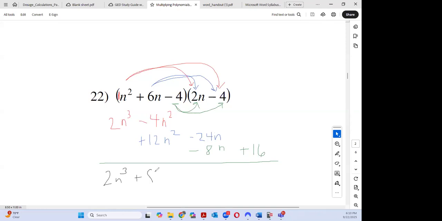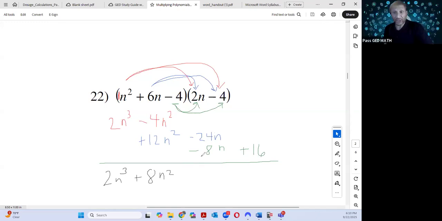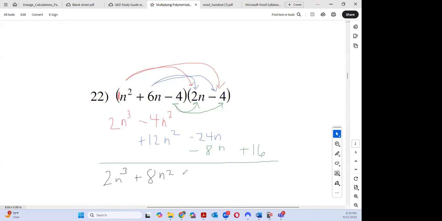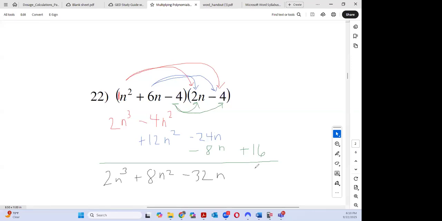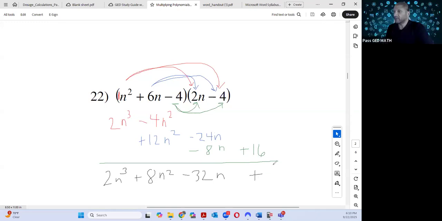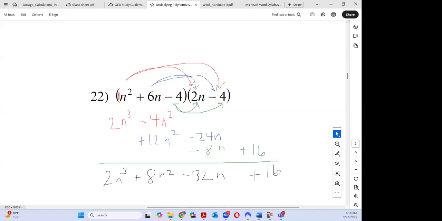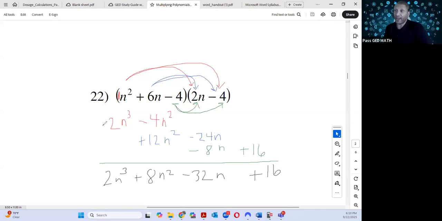8 what? 8n squared. Okay, again, because we have like terms, -24 minus 8 is what? -32n. And then we bring down the 16. Is there any other terms that we can combine? No. But originally, look how many terms we had.